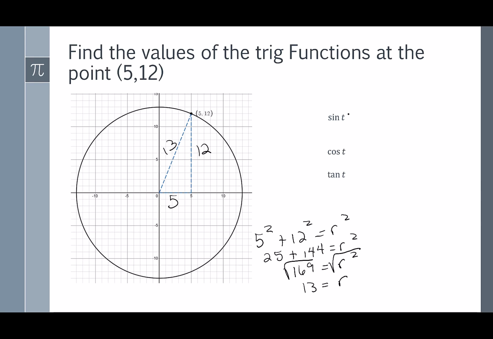Sine will be the opposite, 12, over the radius of 13. Cosine will be the adjacent 5 over our radius of 13. Lastly, tangent will be the opposite 12 over the adjacent 5.